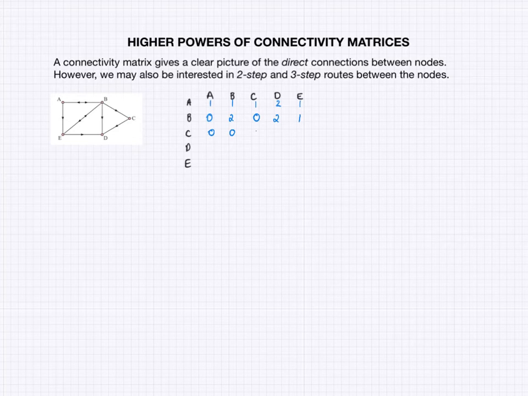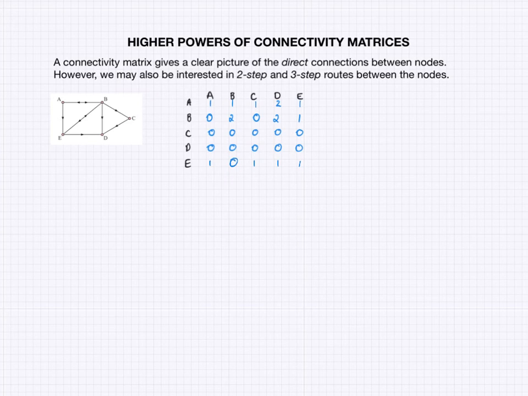You can see for node C, there are actually no two-step routes going from C. For D, it becomes the same. You can see from D, unfortunately, there's no way that we can do that. And for E, from E, there are connections to quite a few.